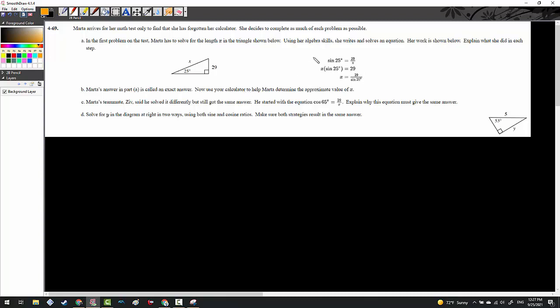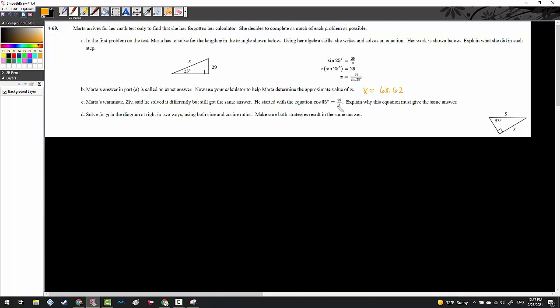Now use your calculator to help Marta determine the approximate value of x. So in this case, x is approximately equal to 68.62. And that would be after we calculated 29 divided by sine of 25.